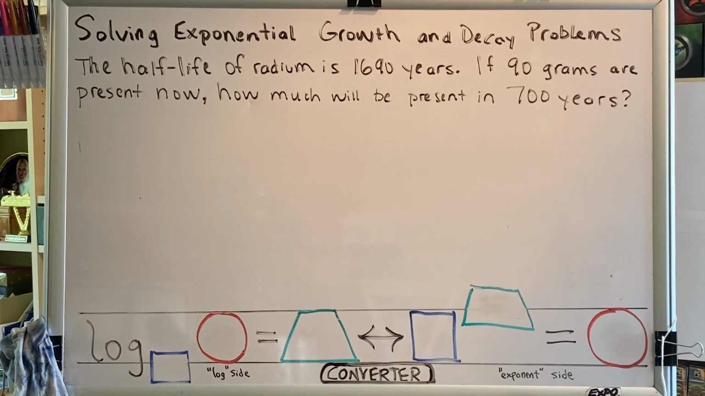The topic of this video is solving exponential growth and decay problems. Let's look at a problem. The half-life of radium is 1,690 years. If 90 grams are present now, how much will be present in 700 years?